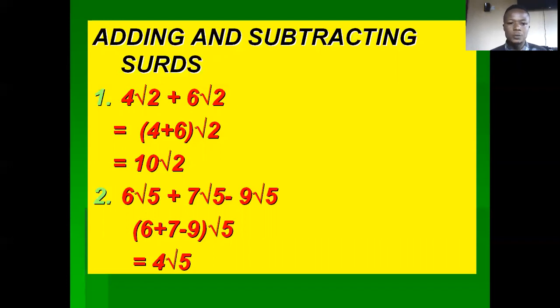In question number 2, where you have 6 surd 5 plus 7 surd 5 minus 9 surd 5. As usual, don't stress yourself. Just add the numbers beside the surds. Remember, don't add the ones inside. To have just 6 plus 7, then minus 9, all surd 5. And 6 plus 7 is, sorry, 13. And 13 minus 9 will give us 4 surd 5. So you see that dealing with all these things is not that difficult.